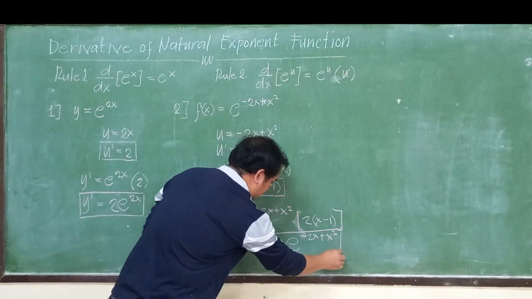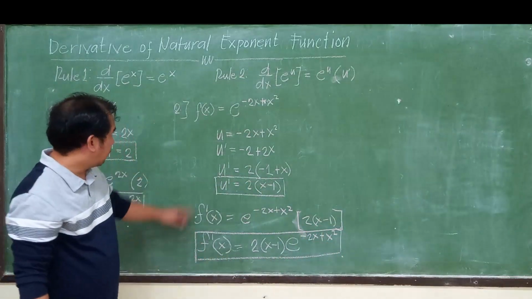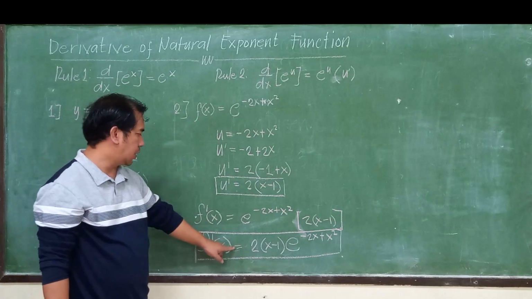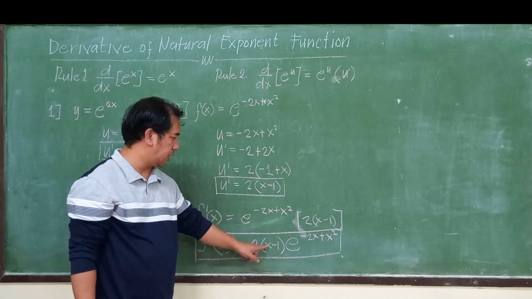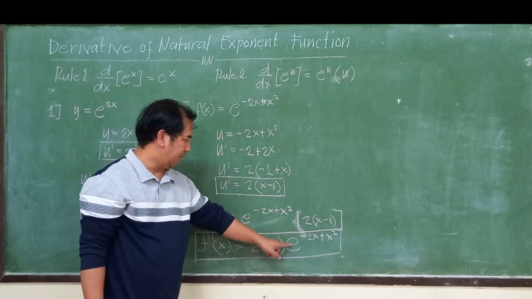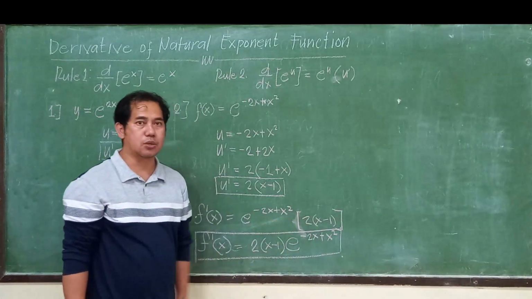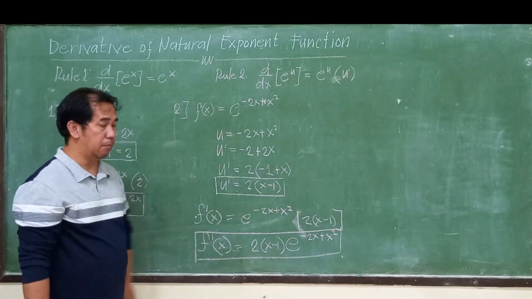So we have in here the derivative. So the derivative of this problem is f prime of x is equal to the product of 2 multiplied by the quantity x minus 1 multiplied by e raised to negative 2x plus x raised to 2. So that is the example number 2.